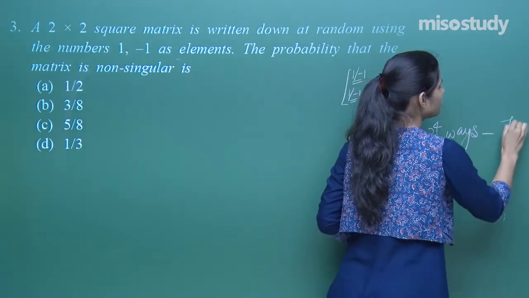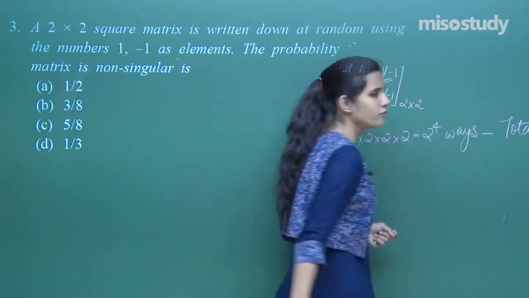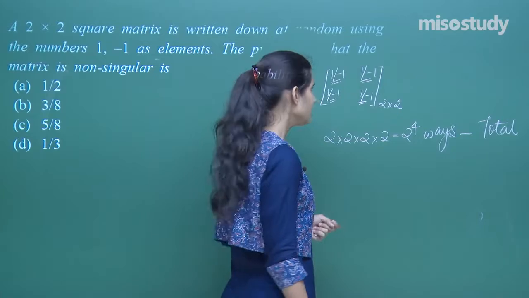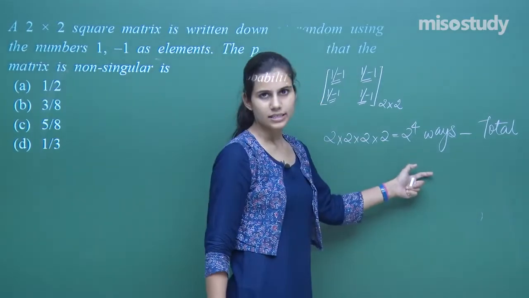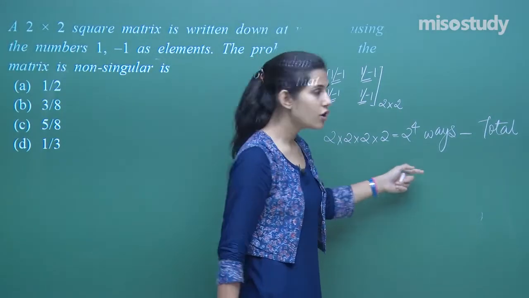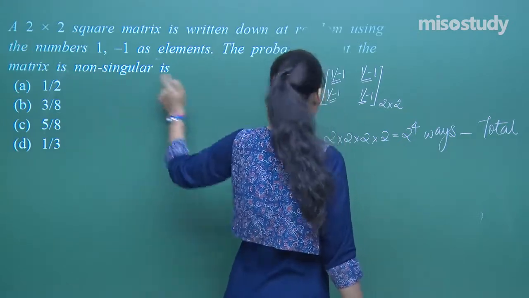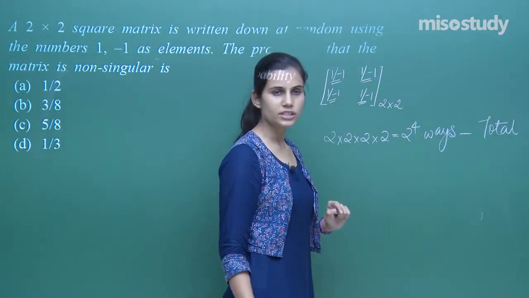This is the total number of ways in which a 2 cross 2 matrix can be formed with the help of the two numbers 1 and minus 1. Out of all these matrices, which ones are non-singular? That means the determinant is not equal to 0.